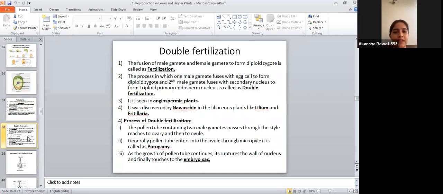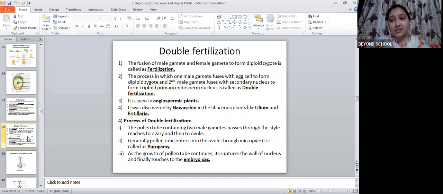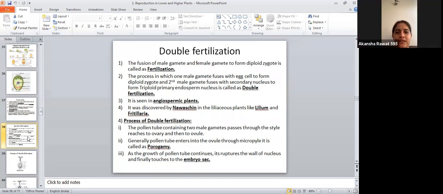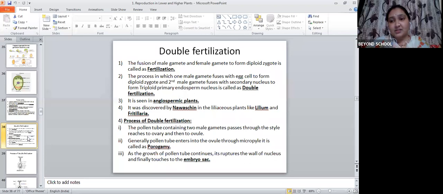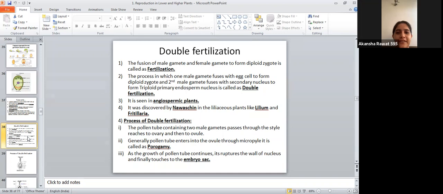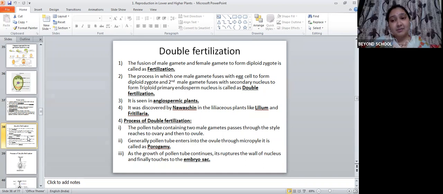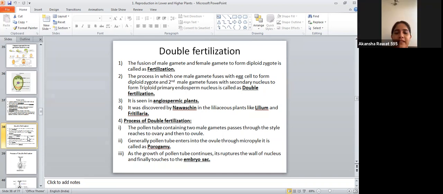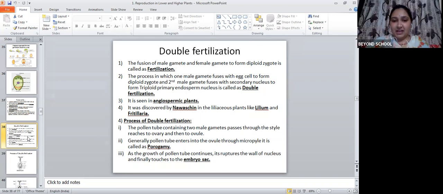Who was the scientist, Akansha, who discovered double fertilization? Navashin. And in which plants did he first see this? Liliaceae, the plants Lilium and Fritillaria. What is the process of double fertilization?